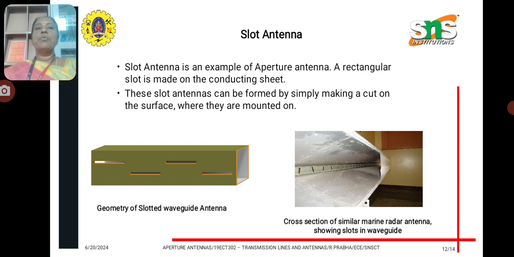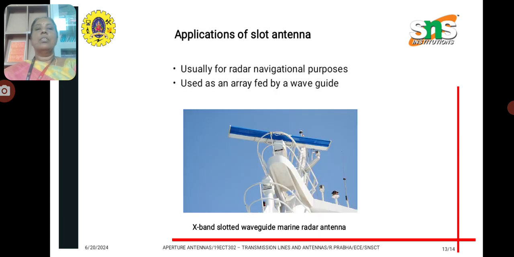Another type of aperture antenna is the slot antenna, where a rectangular slot is made on a conducting sheet. These slot antennas can be formed by simply making a cut on the surface where they are mounted. Advanced applications of slot antenna: it is usually used for radar navigational purposes, and used as an array fed by a waveguide.